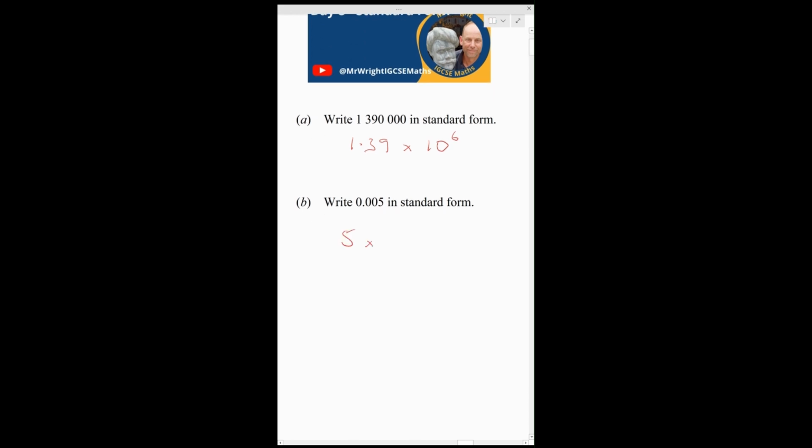0.05 is going to be 5 times 10 to the minus 1, minus 2, minus 3.